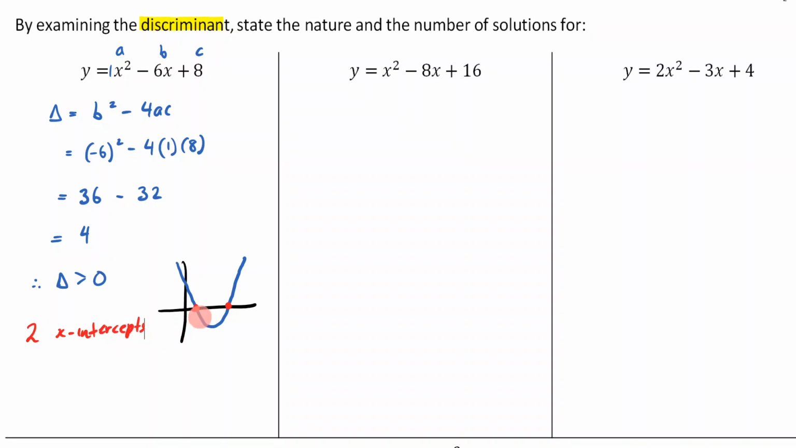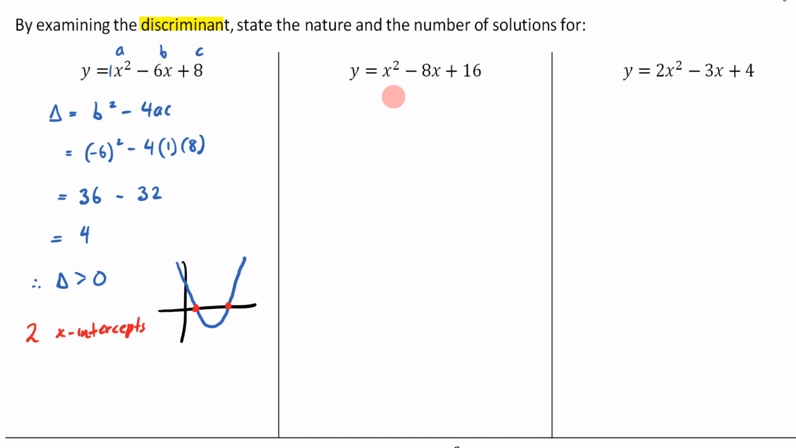So we don't know where they are. We don't even know that it looks like this. All we definitely know is that it has 2 x-intercepts. So we don't know what those x-intercepts are. We don't know anything else about them. We just know that there are 2 x-intercepts because our discriminant is greater than 0. All right, let's move on to our next one now.